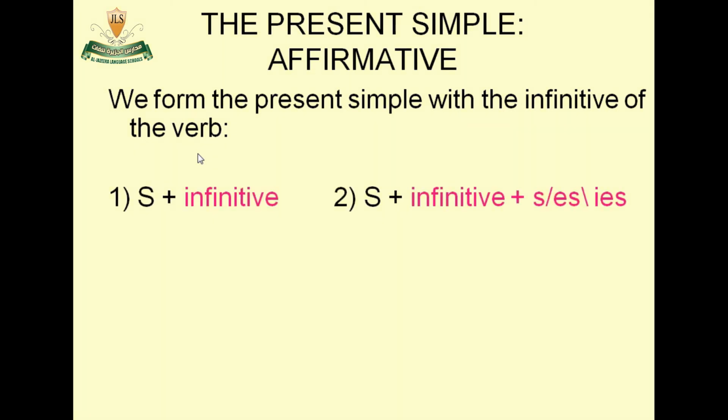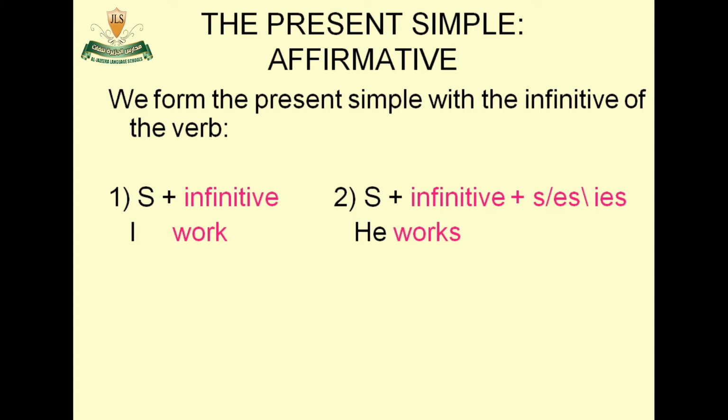We form the present simple with the infinitive of the verb. So you start with the subject, I, plus the verb infinitive. And of course we know that the infinitive is a verb without any addition. When we say infinitive, it's a verb without s, without ing, without ed. It is a verb in its basic form. So we first start with the subject I, and then the infinitive work. I work. Alright?